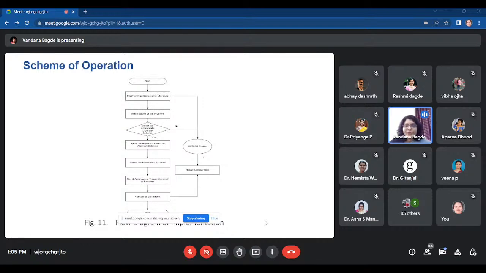For the scheme of operation, we need to study the algorithm which is running behind this technology. Once the algorithm is known to us, we need to assign the parameters. After assigning the parameters, we need to do the calculation both at the transmitter side and at the receiver side. Then we consider what type of modulation scheme is involved, because these signals can be a PSK signal, phase shift keying, or quadrature phase shift keying.